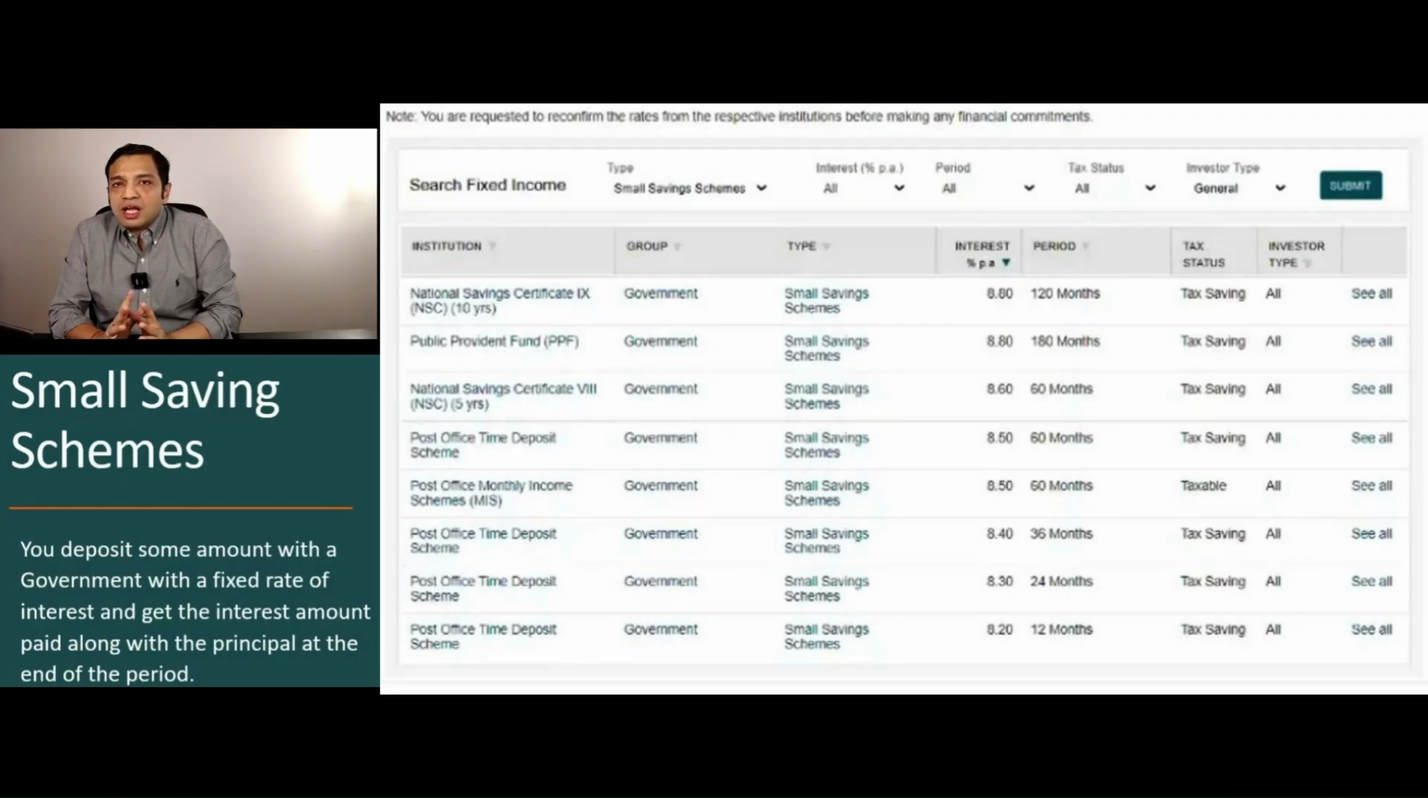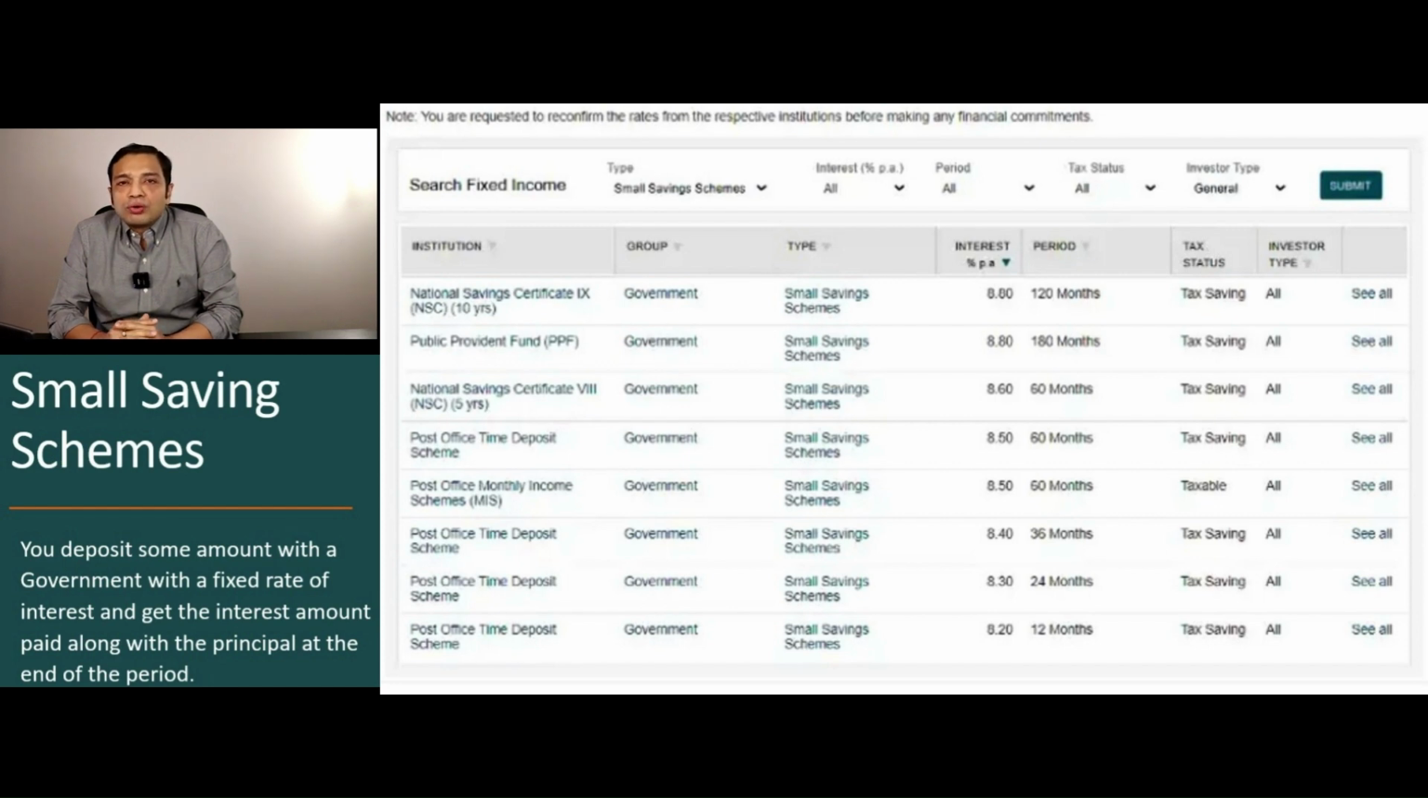Last option and not the least option is small saving schemes. The Government of India has started a lot of small saving schemes, and you can use this option to invest your amount for a specific period of time to get an interest on it. And if you see what the options are here, you have got National Saving Certificate, Provident Fund, Post Office Time Deposit, and Post Office Monthly Income Scheme. And the rate of return, if you see, is pretty good, it's over 8%.